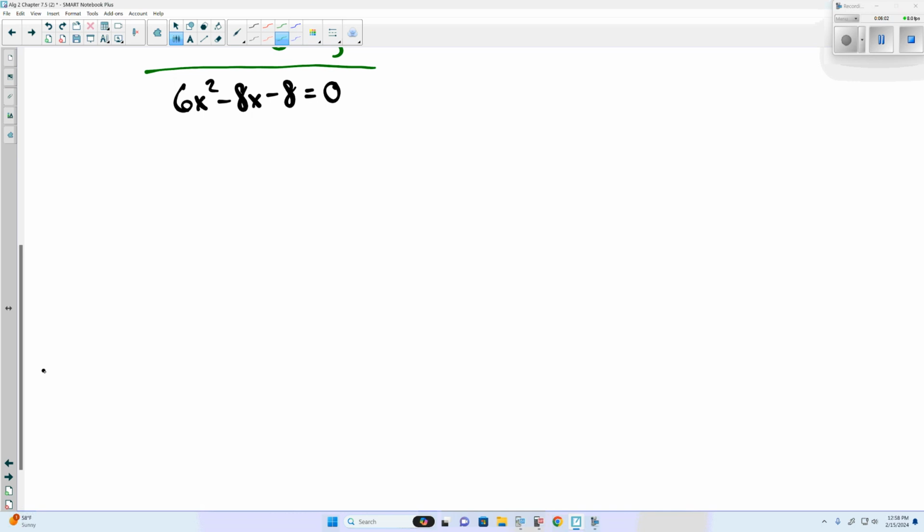So since we know one of the values is an integer, 2, it is factorable. So we can go through factoring it or the quadratic formula. But before we do either, is there a greatest common factor between 6x squared, 8x, and 8? 2. And since it's a number, we can divide it out. We can get rid of the 2. And what that leaves us with is 3x squared minus 4x minus 4 is equal to 0.